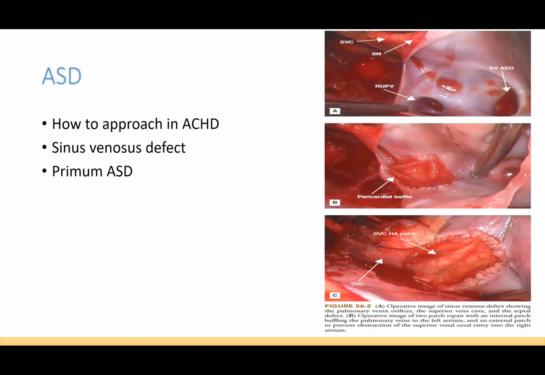So the ASD, atrial septal defects, how to approach in adult congenital. Multiple incisional approaches can be described. As I mentioned, we can go first of all by device, then minimally invasive, or the median sternotomy. A consideration that we have has been taken throughout the ASD.